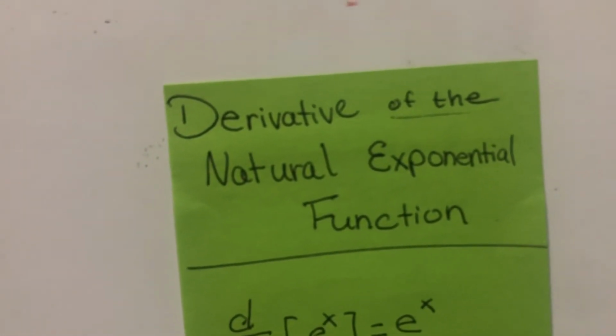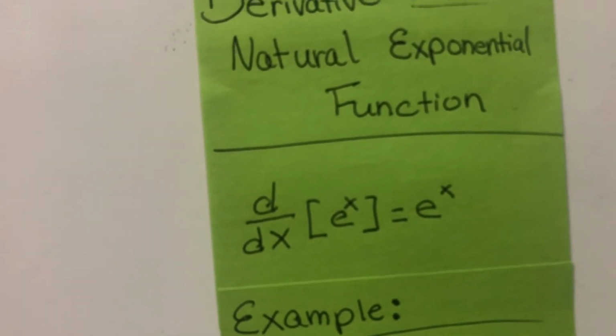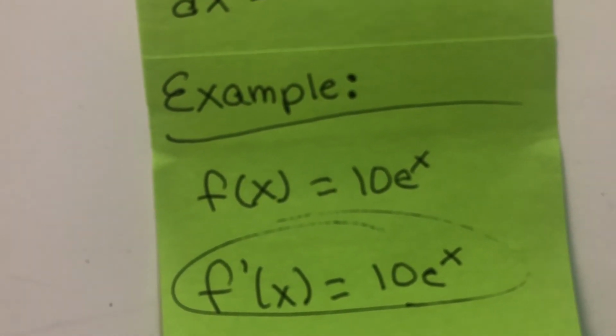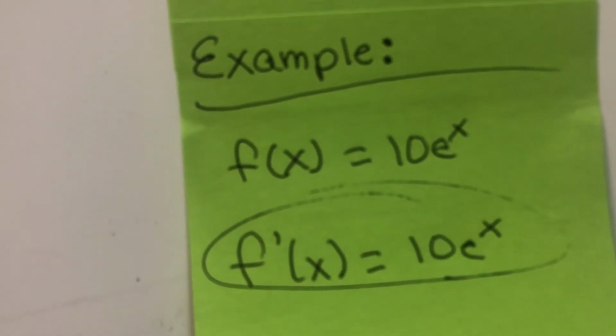The last rule is the derivative of the natural exponential function. d with respect to dx of e to the x is what it is, e to the x. So an example of this is f of x equals 10 e to the x. The derivative of that is going to be the exact same thing, 10 e to the x.